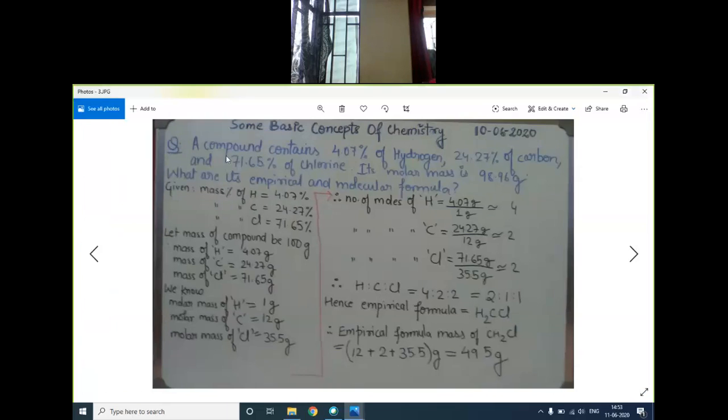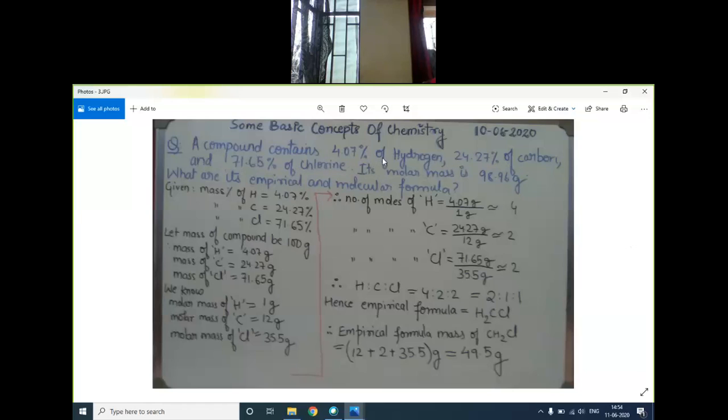Now here is the question. A compound contains 4.07% of hydrogen, 24.27% of carbon, and 71.65% of chlorine. What is this percentage? Percentage of hydrogen, percentage of carbon, percentage of chlorine.